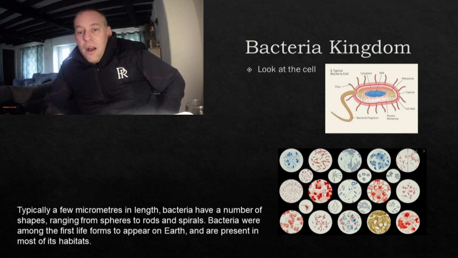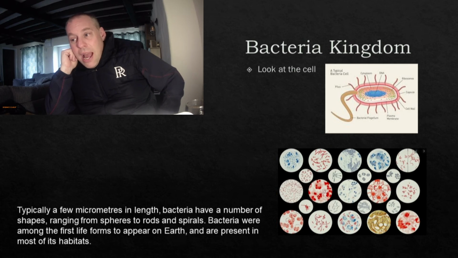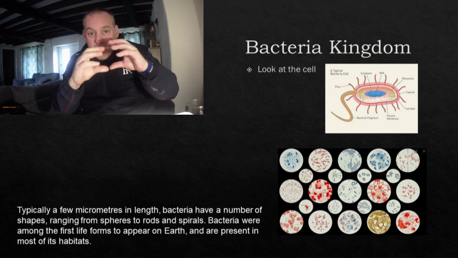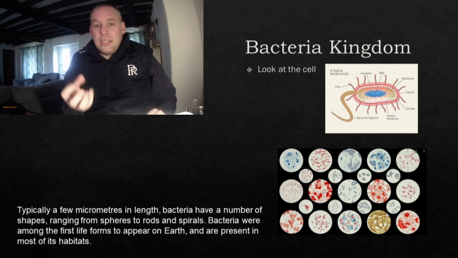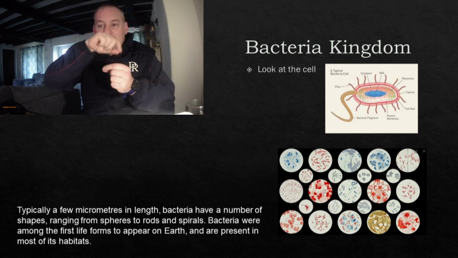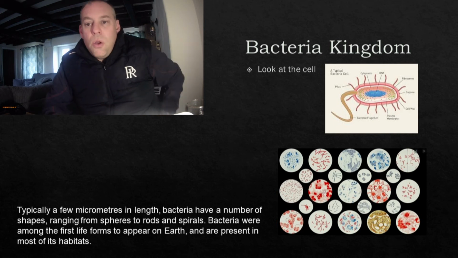Now, they are tiny, really small, only a few micrometers in length. You could fit thousands of them into one human cell. And they come in 3 different shapes, which is quite cool. You get a rod-shaped, which looks like that. We get spherical shaped, and then we get a lovely spiral shaped.